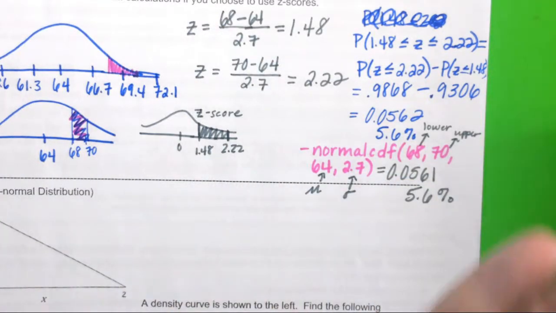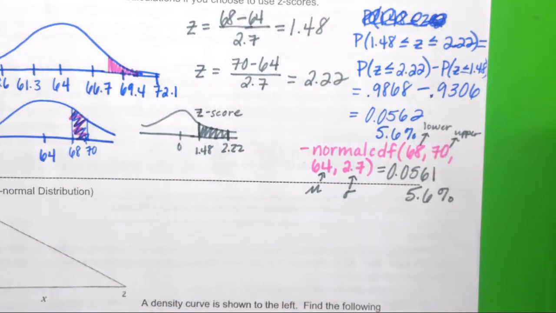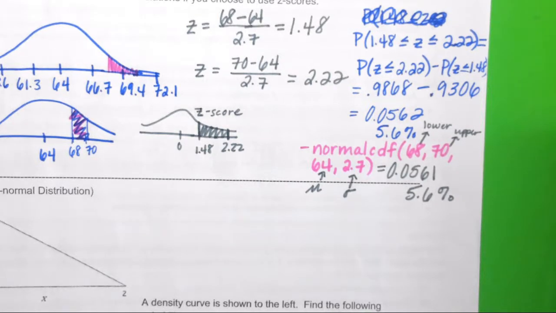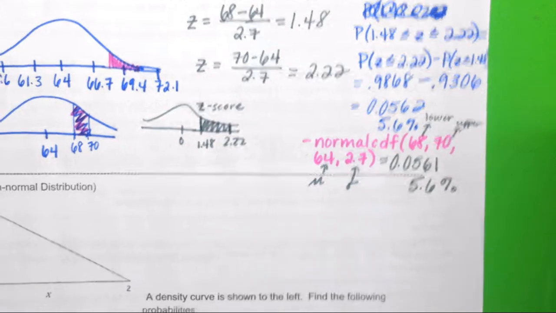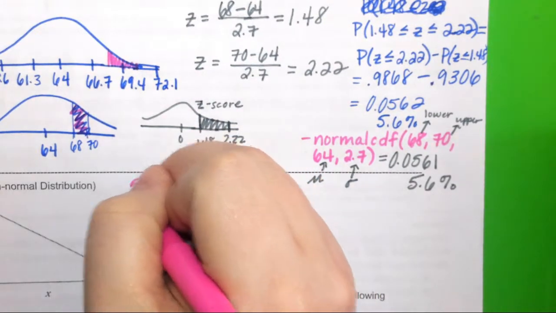Okay, so did we even answer the question? It said we chose a woman at random. We found the probability that the woman is between 68 and 70 inches. Yes, we found it was 5.6%. Answer the question in context. That's the only thing we haven't done. So we've got to relate that 5.6% to context.